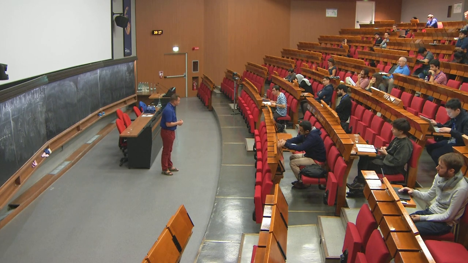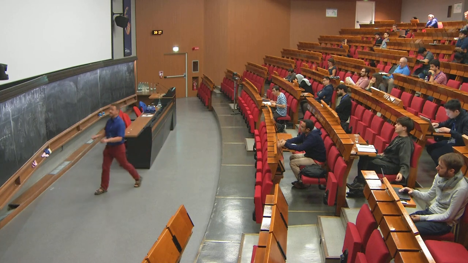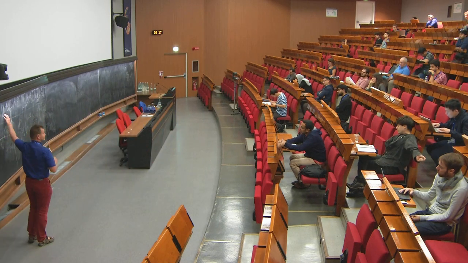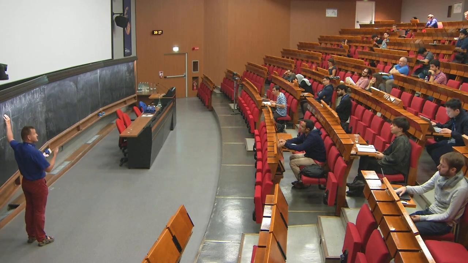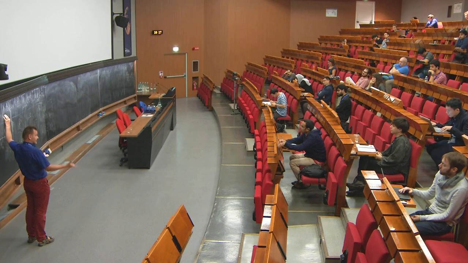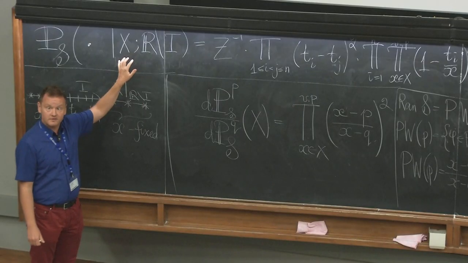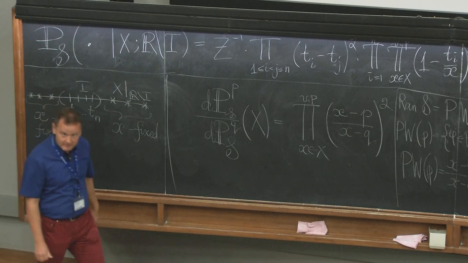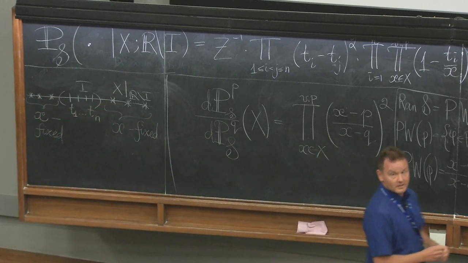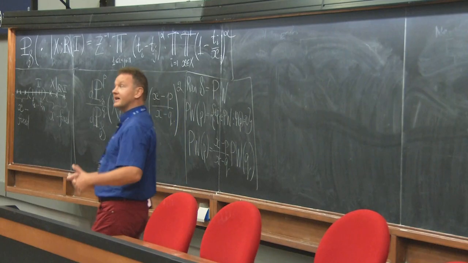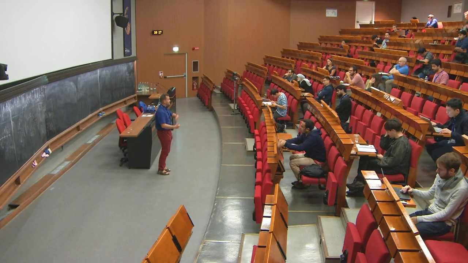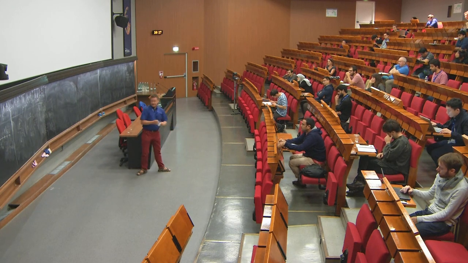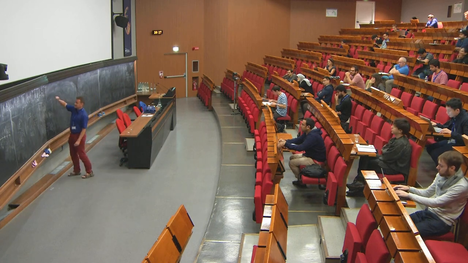The measure on the t's is, of course, random, because x is a random configuration. A conditional measure is a random measure because the condition itself is random. That's exactly right. It's a random measure. So first I fix a realization of the sine process, which is a random realization, and then to this realization is assigned the conditional measure. Okay, so I proceed.